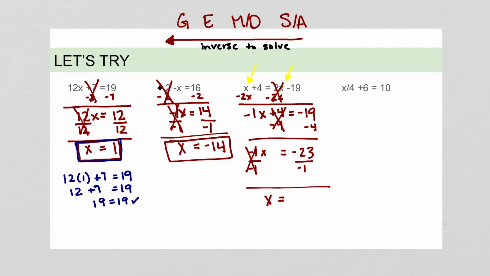My equal sign is there. Negative 23 divided by negative 1 is simply positive 23. And again, I can plug that into my original if I'd like to check and see if that's correct, but I'm pretty confident right now.